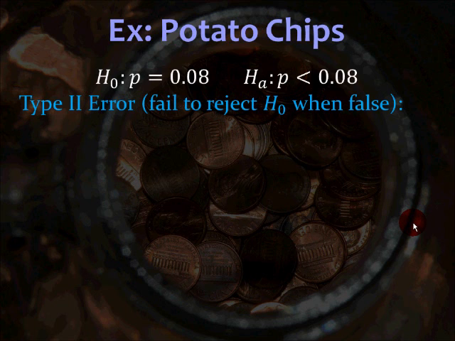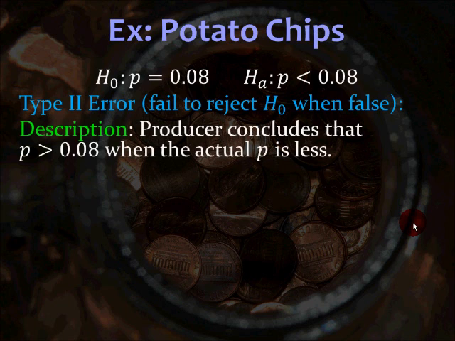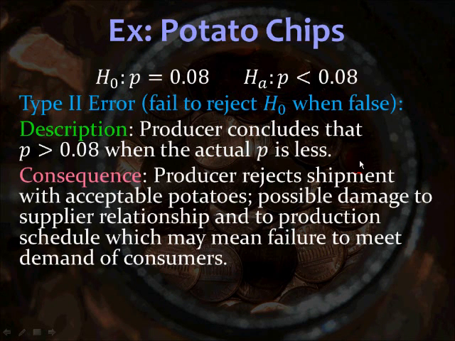Type 2 error, failing to reject the null when it's actually false. So the producer concludes that the proportion of blemishes is 0.08 when the actual proportion is within range where he should accept the shipment. So you're failing to reject the null. In other words, you possibly reject the shipment when the null is actually false, and the alternative is true. The consequence, the producer rejects the shipment with acceptable potatoes, which causes possible damage to the supplier relationship and to the production schedule. That might mean failure to meet the demand of consumers and distributors, which will cause a financial hit. So there are real-life consequences when errors are committed, but they do happen.